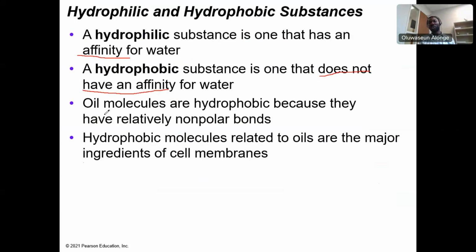So when you look at oil molecules now, oil molecules are hydrophobic because they have relatively nonpolar bonds. They don't relate with water. They cannot mix with water. So we say they are hydrophobic. All right. So that's a hydrophobic substance.